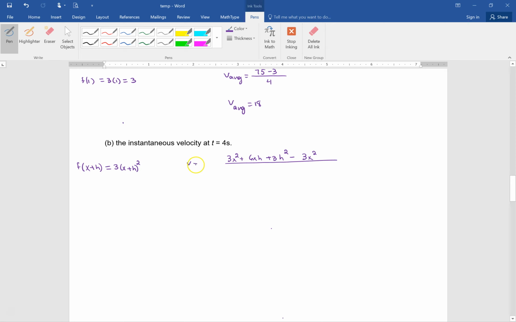So v is the limit as h approaches 0 over h. The 3x squareds will go away, and I can cancel out an h. So the speed, or the velocity, is going to be 6x. That's it. Just 6x. Huh? Oh, it's at 4 seconds. Yes, v of 4 is 24. All right?